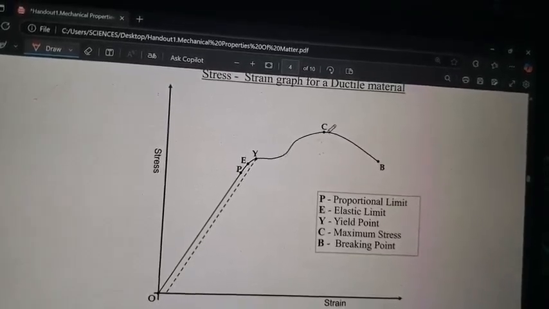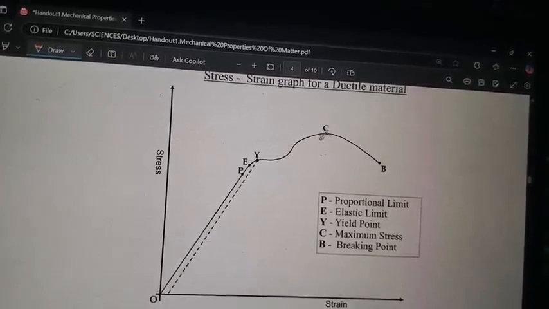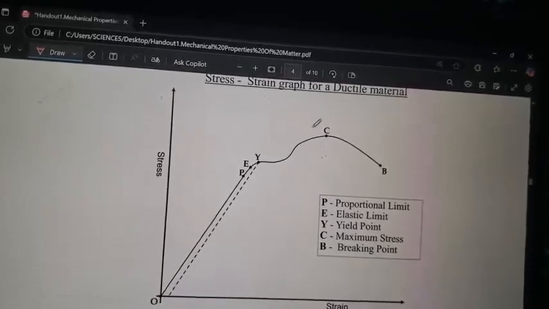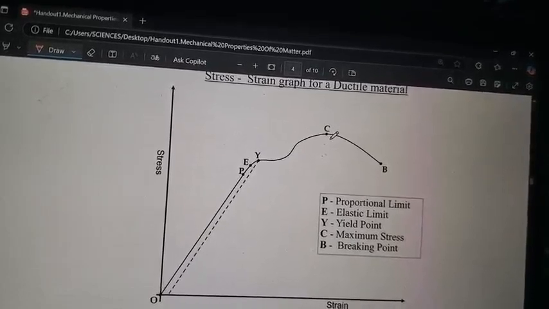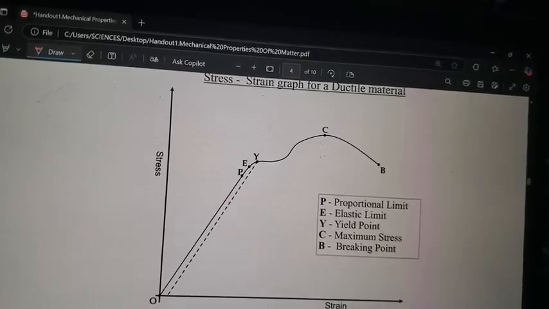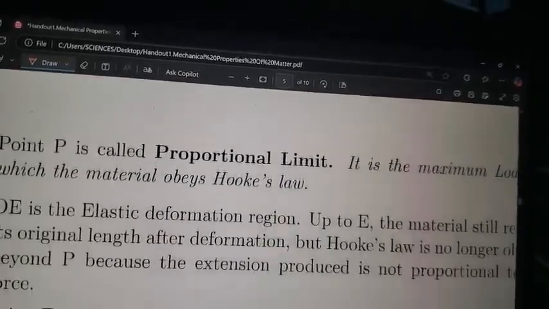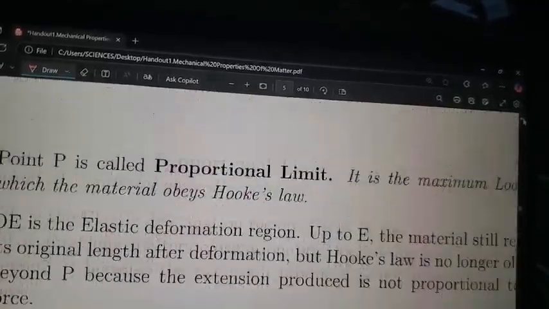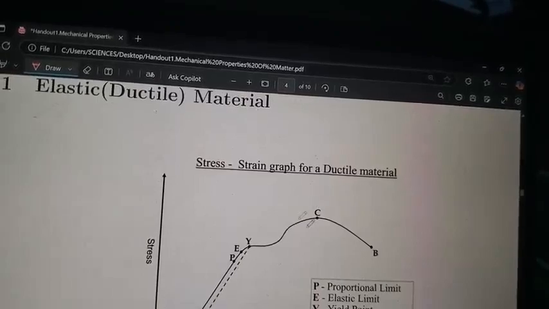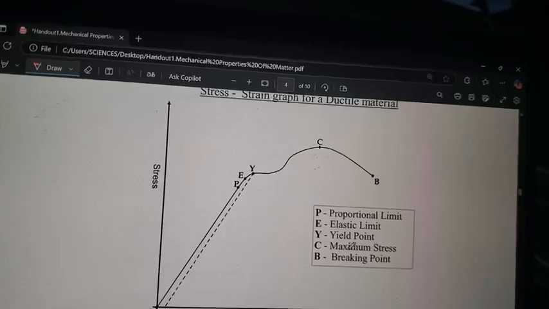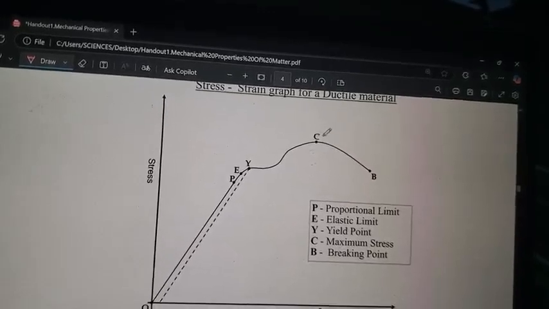Now, point C, if you see, is the maximum point along this curve, and therefore it is also called maximum stress. Sometimes they will ask you to define. It's also called breaking stress or tensile strength. So that is the maximum stress. This point is the maximum stress that a material can withstand. That's why we call it maximum stress.